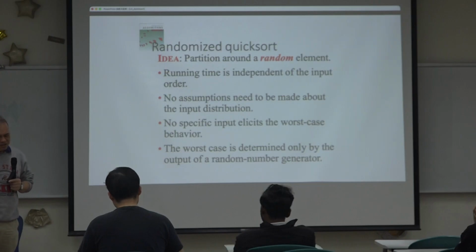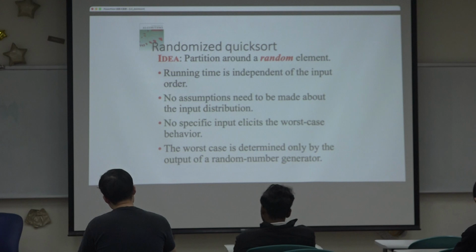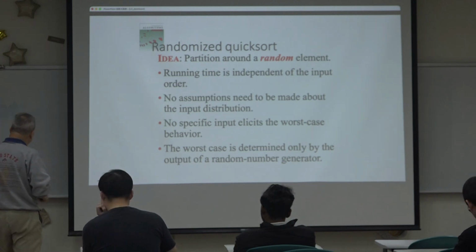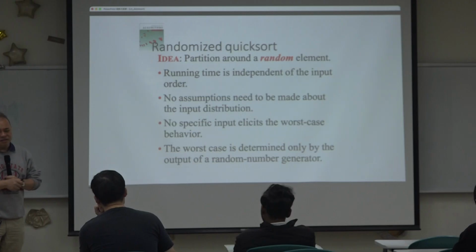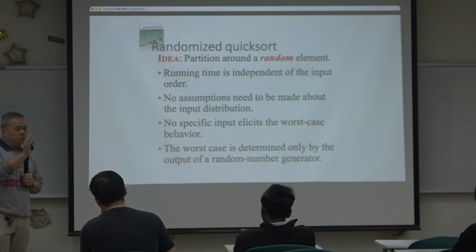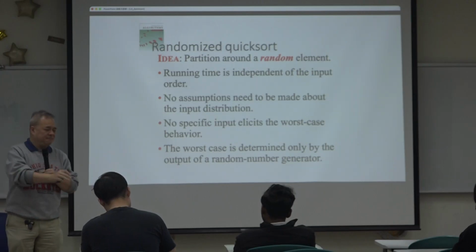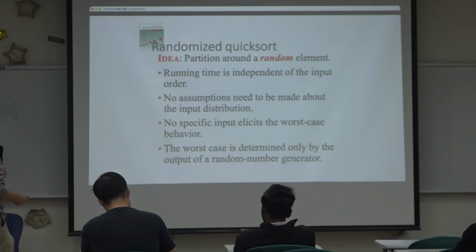So either the first approach or the second approach. I believe that the textbook uses the first approach, but if you look at other textbooks, you will find that some use the second approach, but it doesn't matter. The issue is to randomize the selection of the pivot.